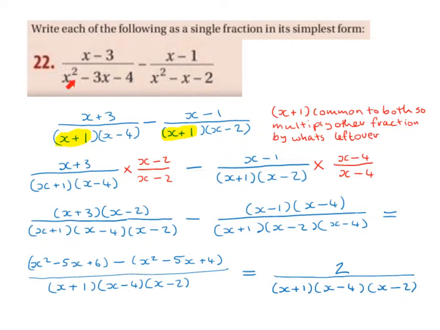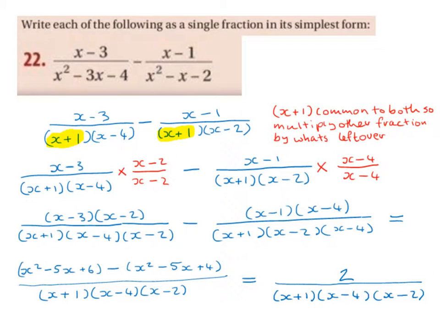So x squared minus 3x minus 4 factorizes to (x plus 1)(x minus 4). And our numerator is x minus 3, so that should be a minus there. I'll just change it now. So we have (x minus 3) over (x plus 1)(x minus 4). And then we're going to factorize the denominator of the second fraction. So we factorize x squared minus x minus 2. We get (x plus 1)(x minus 2).